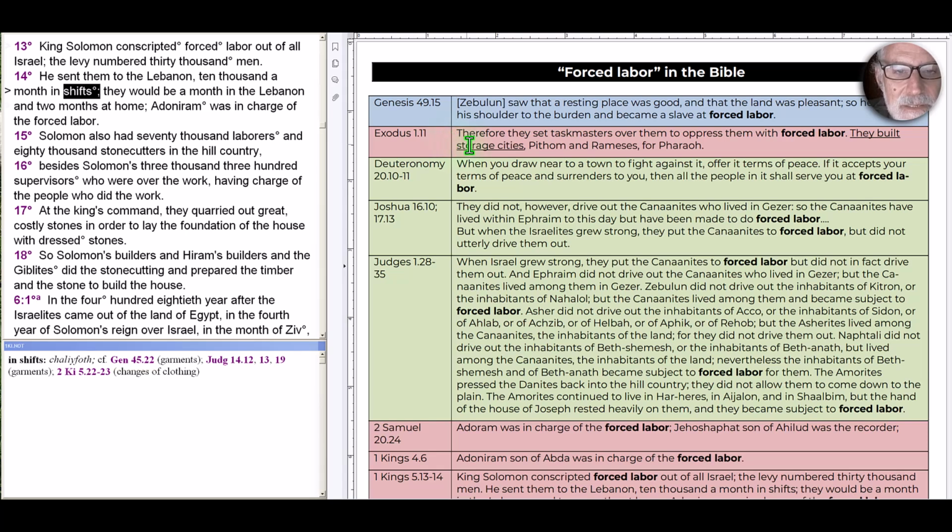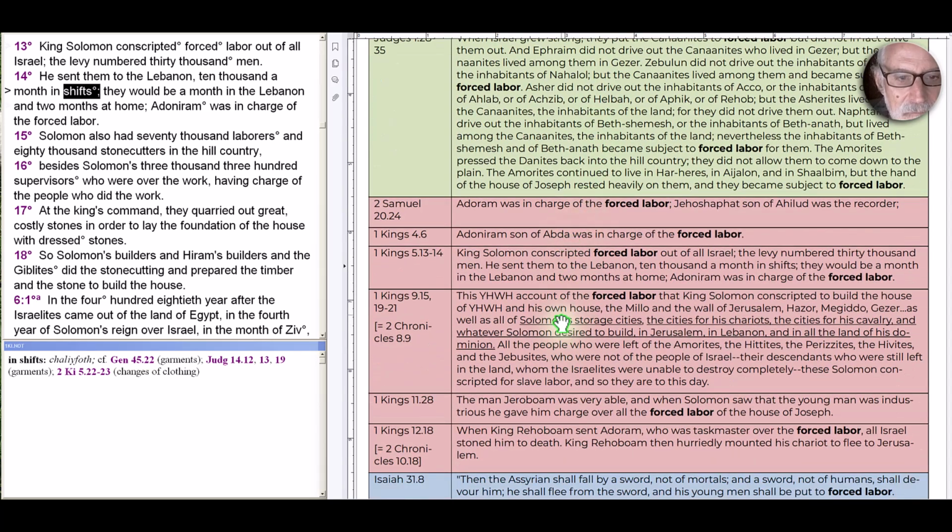So here's the classic Exodus story from Exodus 1:11. Therefore, the Egyptians set taskmasters over them to oppress them with forced labor, using the same word mas here. They built storage cities, Pithom and Ramses, for Pharaoh. And down here we see the account of the forced labor of King Solomon, the passage I just looked at, where it said they were not of the people of Israel, but they built all of Solomon's storage cities, the cities for his chariots, the cities for his cavalry, and whatever else Solomon desired to build.